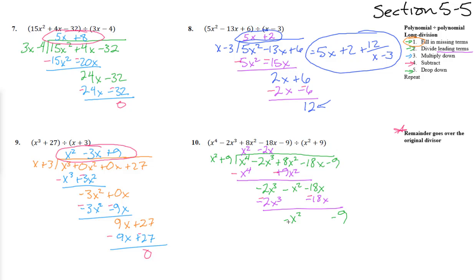x squared goes into negative x squared, negative 1 time. Negative 1 times x squared is a negative x squared. Negative 1 times positive 9 is a negative 9. Oh, that was just delightful. After that huge big problem, to have it come out to be a 0 and to have x squared minus 2x minus 1 be our solution. Awesome.